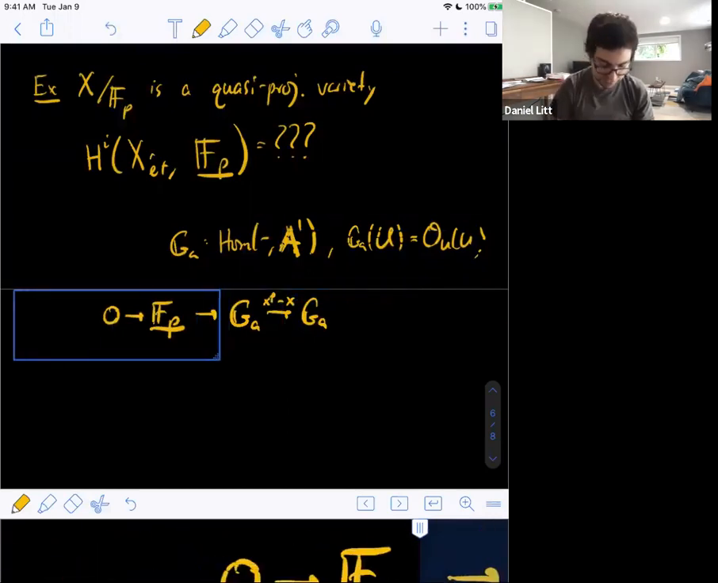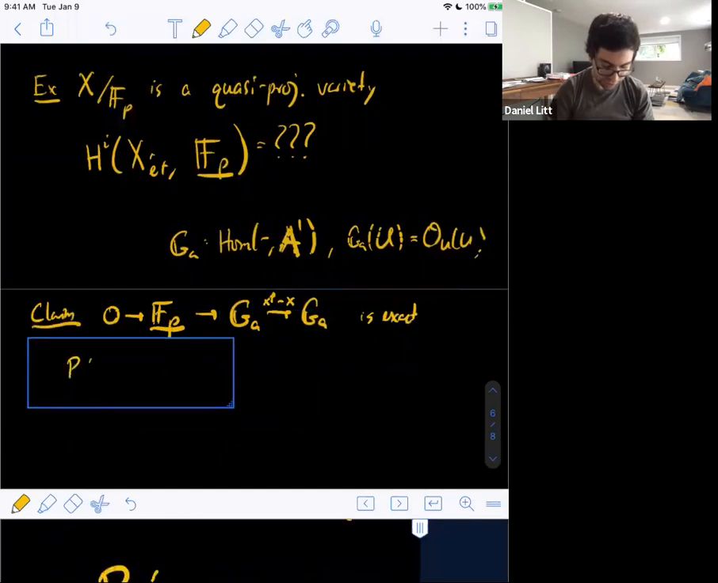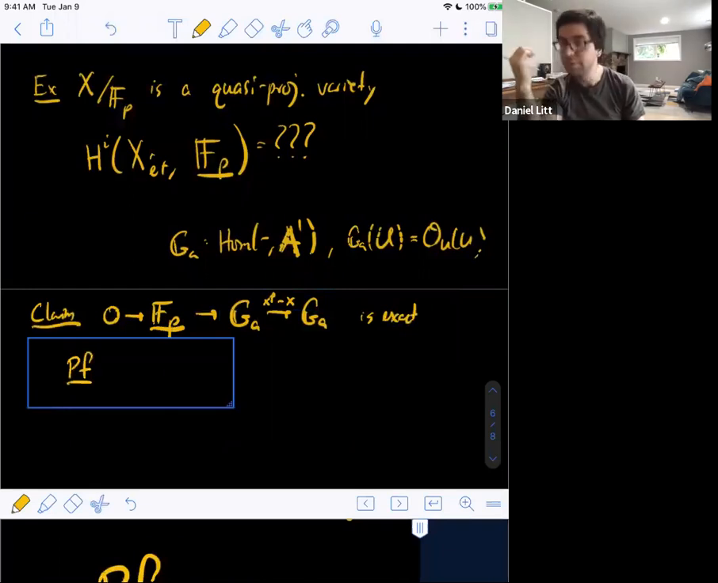So the claim here is that this sequence is exact. Okay, and what's the proof? Can anyone tell me? So this is a sequence of sheaves, but I claim one can see this using the Yoneda lemma.